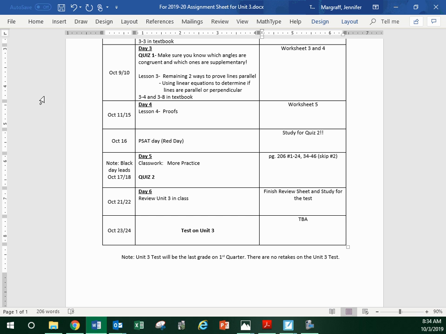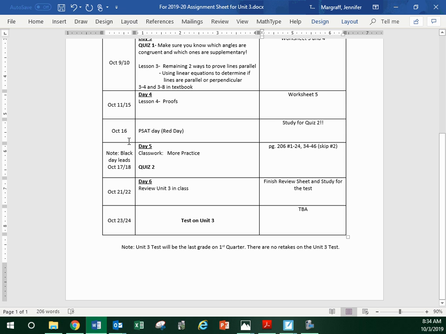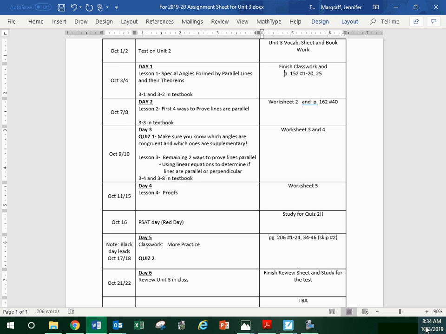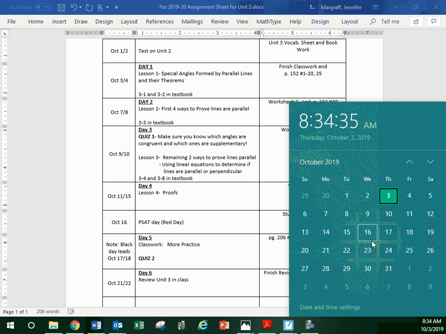The thing is that when you look at the dates then, just know that the second date would be you guys. But it doesn't really impact our learning. This impacts who I'm teaching first. So that puts our test for Unit 3 right at, let's turn up the calendar here, October 23rd, 24th. That will be the last grade on first quarter. So just keep that in mind.